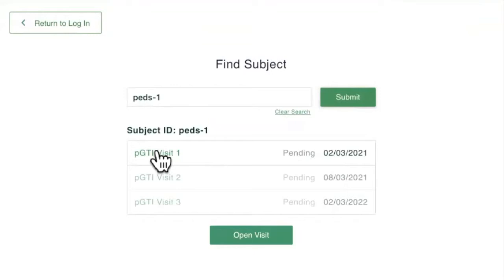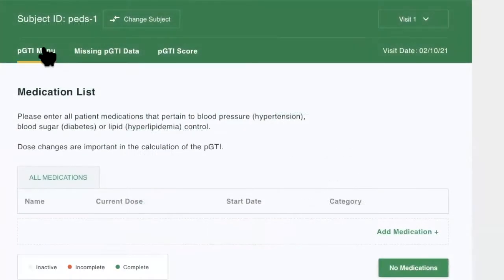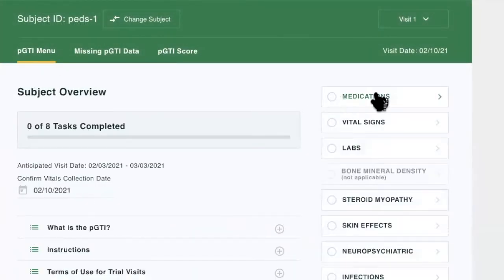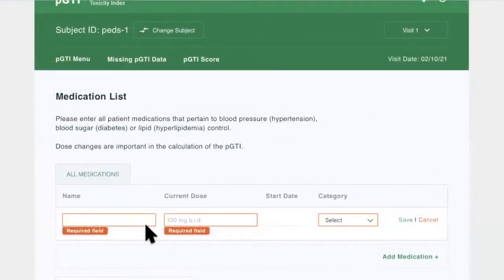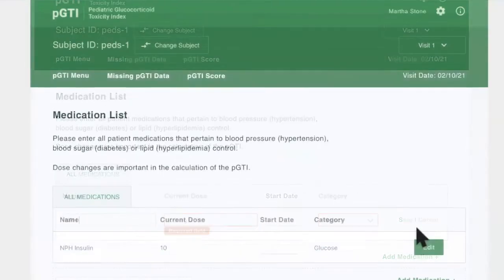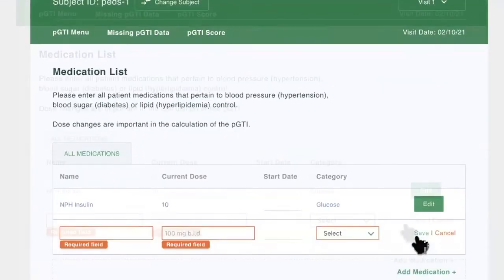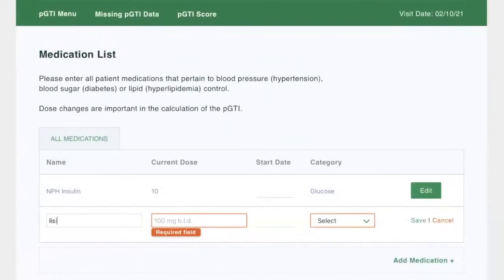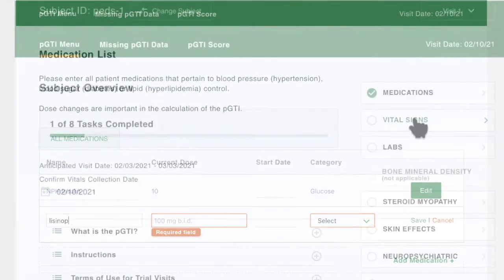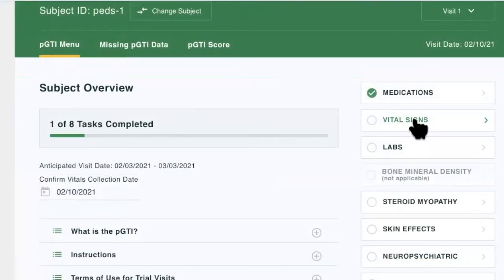The first thing that one does in a clinical trial visit is have the coordinator update the patient's medications. The patient is on insulin at baseline, 10 units of NPH insulin. She is also on a medication for her blood pressure. She's on lisinopril, 20 milligrams a day. Next, we move to vital signs.